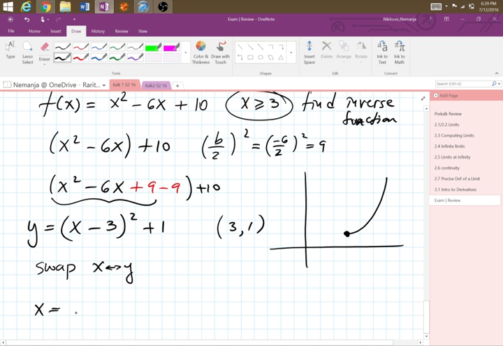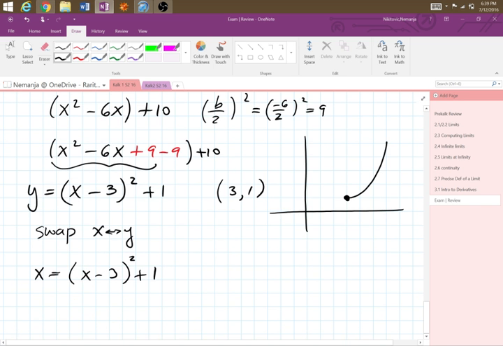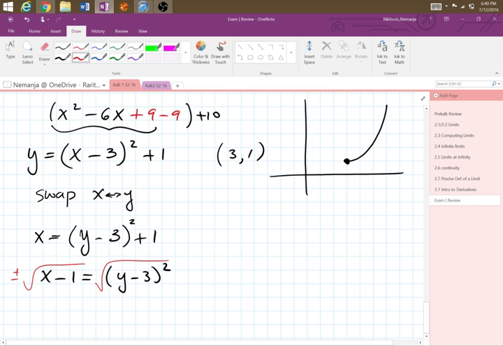Now what I can do is quickly swap x and y. So x is equal to (y minus 3) squared plus 1, and just solve it for y. So we have x minus 1 is equal to (y minus 3) squared. Now when you square root both sides, you must put plus and minus. But because of the restriction that x's are bigger than 3, we can drop the negative because we only have one branch. So this quickly becomes the square root of x minus 1 is equal to y minus 3, because the square root and the square cancel.